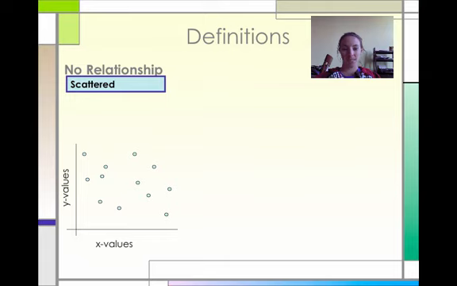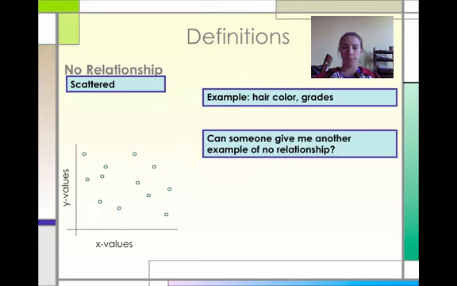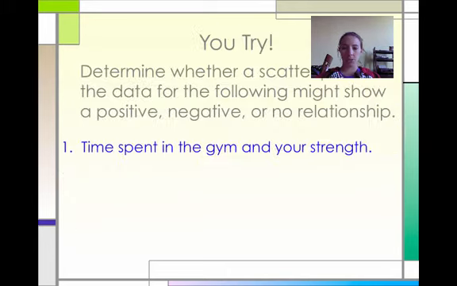All right, then there's when there's no relationship. The scatter plot just looks like there's dots kind of everywhere. You can't really see a trend. It could be two things that just aren't related to each other, like the color of your hair or your eyes and your grades. They don't really have any effect on each other. I want you to write me another example of no relationship.